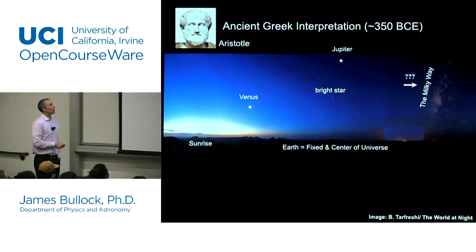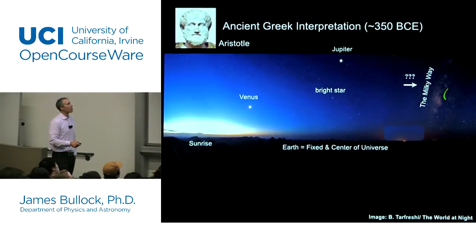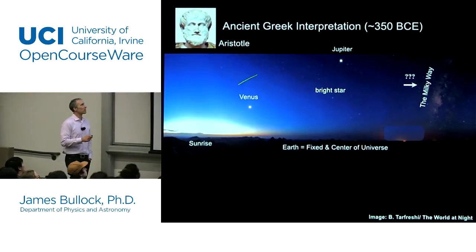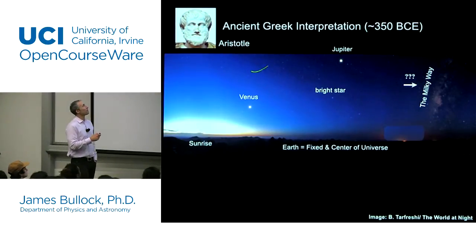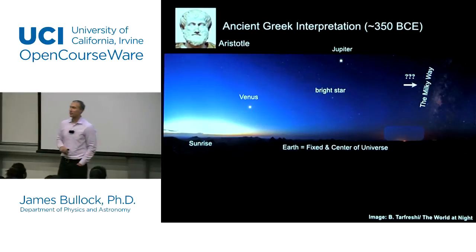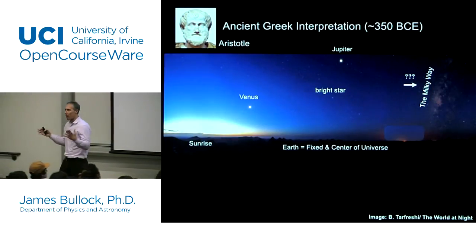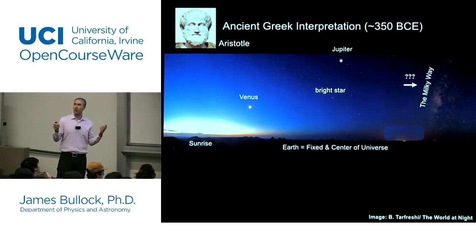So people began to build models to make sense of what we see in the night sky. And of course, ancient Greeks like Aristotle had a model for what he was seeing. He said, look, I know exactly what's going on here.